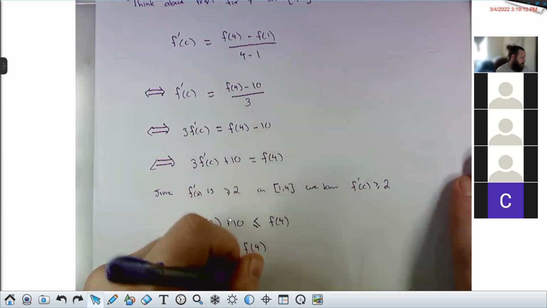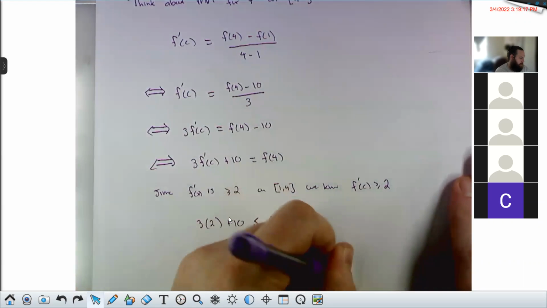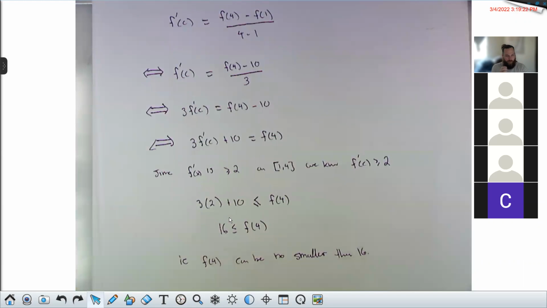F of 4 can be no smaller than 16. I really like these problems because it always feels surprising to me how much you can get out of MVT with a shockingly small amount of information. Think of the COP problem, same sort of thing. With a shockingly small amount of information, you can learn a great deal about the function f. And just a tiny smidge of information about the derivative. That's all you need. So this is where I'm going to wrap up for you guys today.